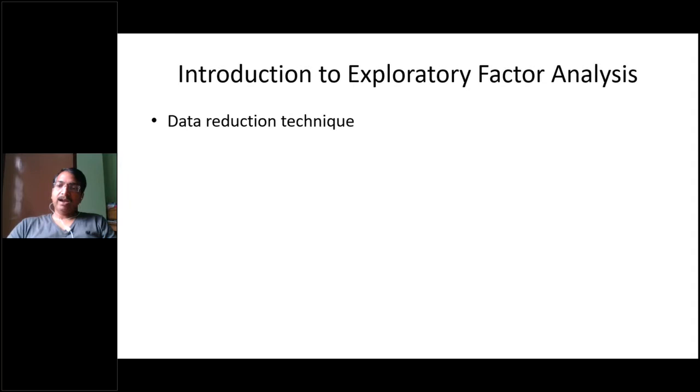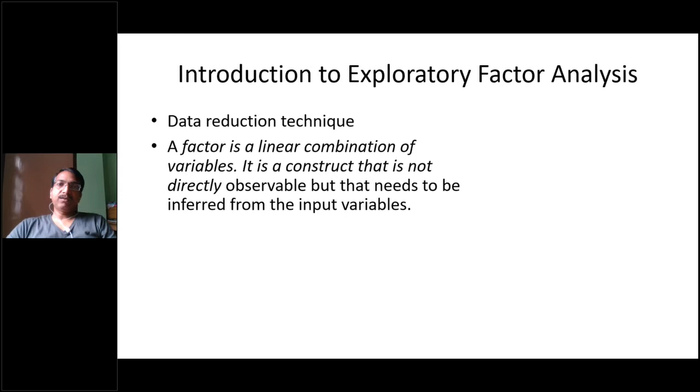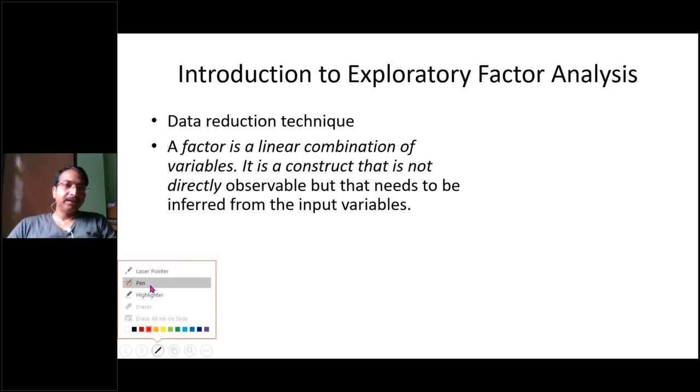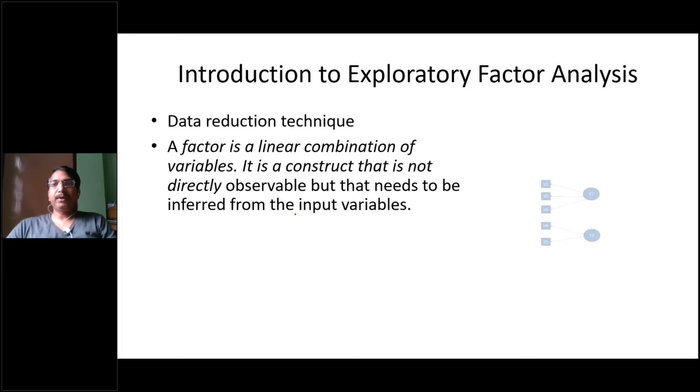So a factor is a linear combination of variables. As I said, it's a group of linear combination of variables. It is also known as a construct, we generally call it a construct, or it is also called a latent variable. So that latent variable or construct can be presented in this way.